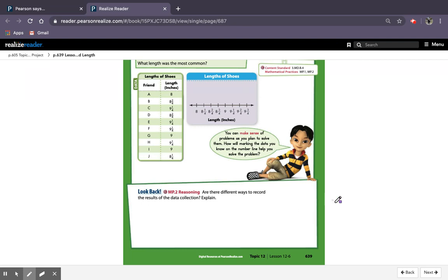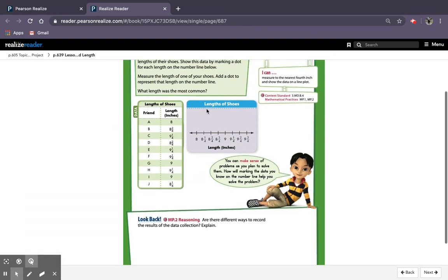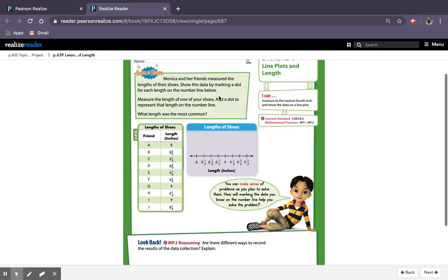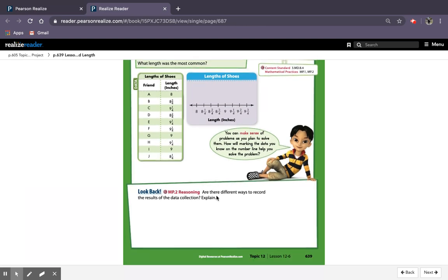So if I were to say no, it would be no because I would be talking about this data collection I was using up here. Based off this data collection up here, no, because they told me to add a dot to represent the length on the number line, because they told me to use the number line. Okay, so that would be my no because. If you were to put yes because, that means you thought about it as using any kind of data, and that's also correct. So yes, there are different ways to record the results of the data collection.